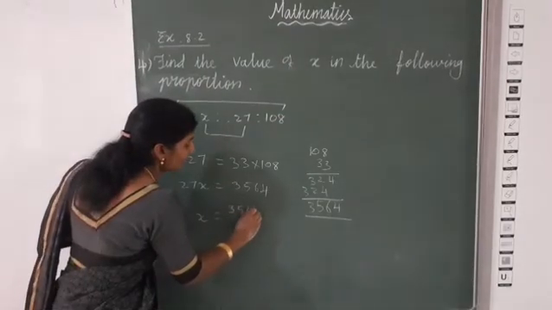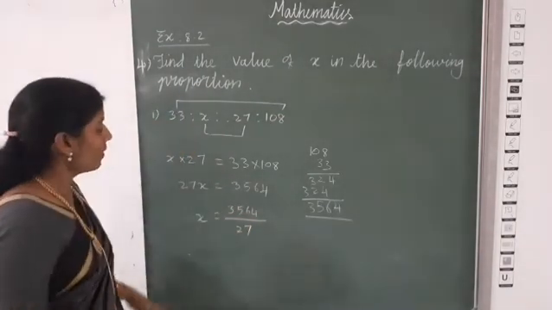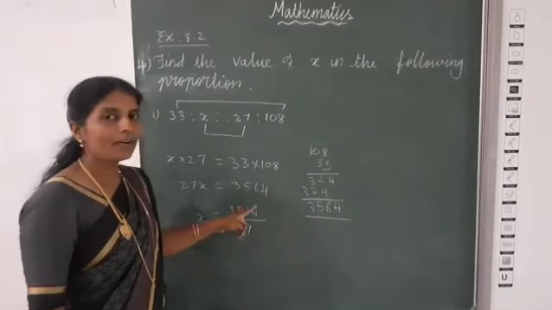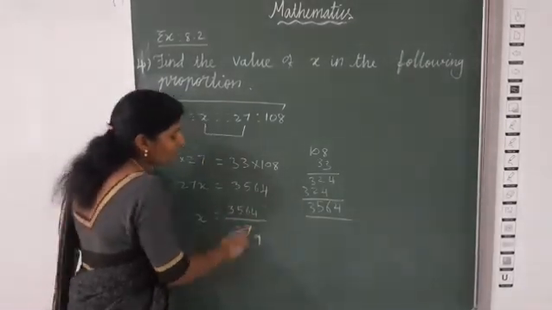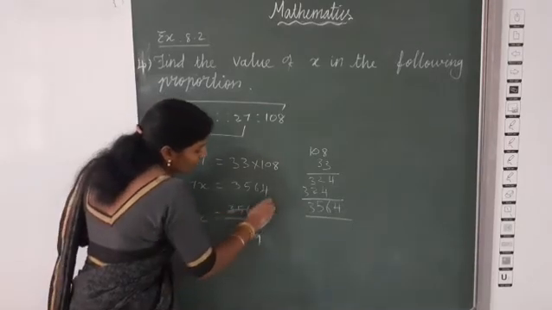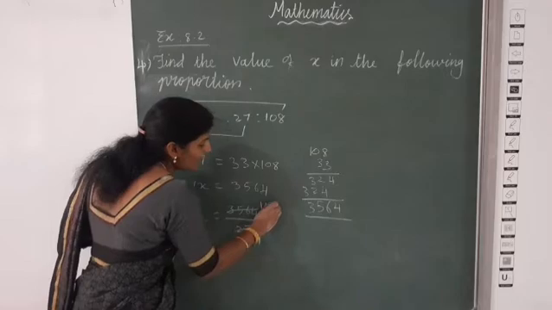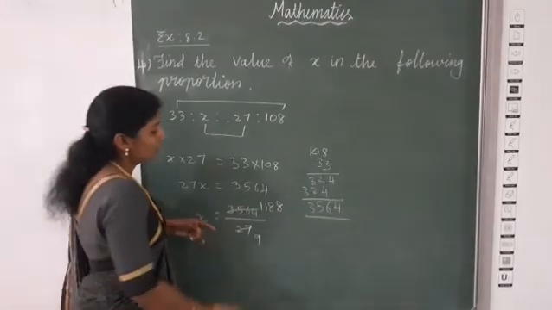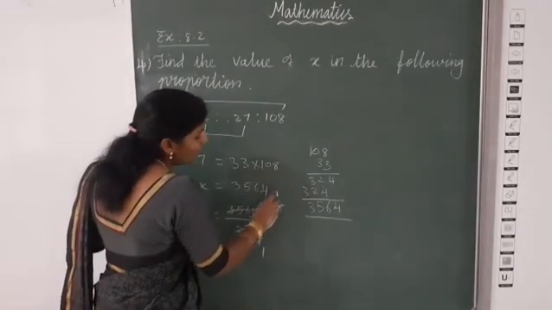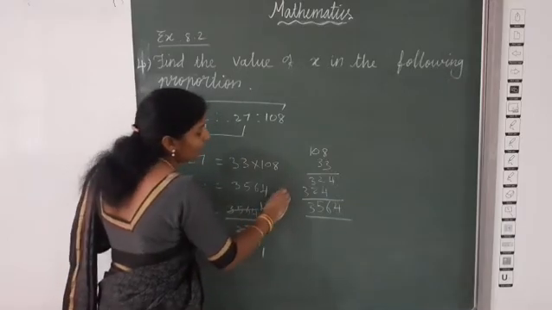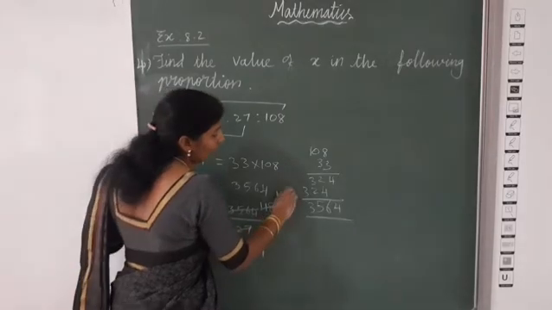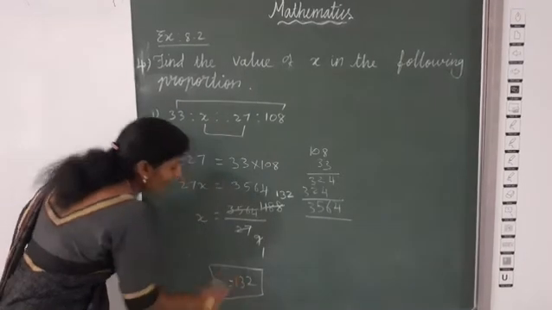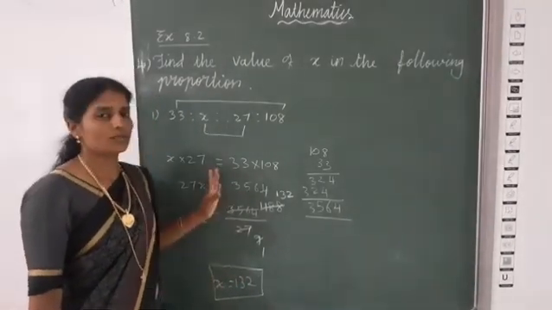So 3564 divided by 27. Now we can use the 3 table. 9 threes are 27, 1 three is 3, 1 three is 3. 8 threes are 24, again 8 threes are 24. 9 threes are 27, 2 balance 24, 8 threes are 24. Then 1 nine is 9, 2 balance 28, 3 nines are 27, 1 balance 18, 2 nines are 18. So x equal to 132. What's the value of x? x equal to 132.